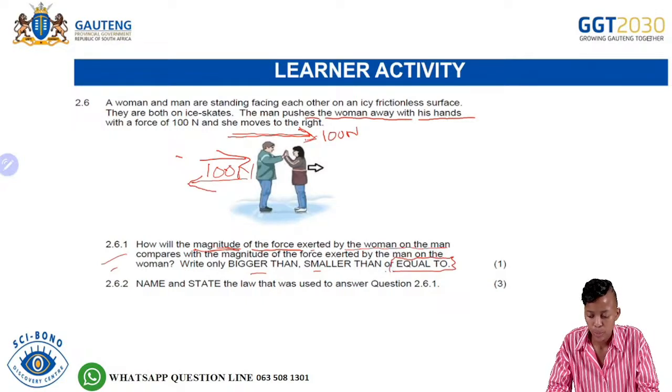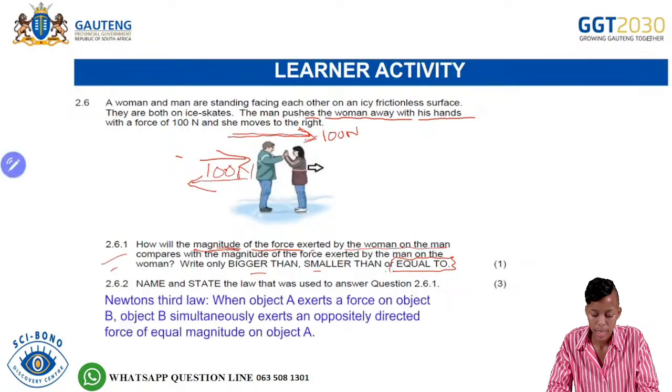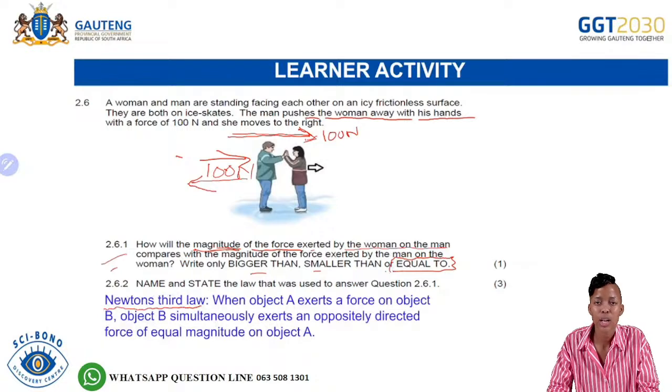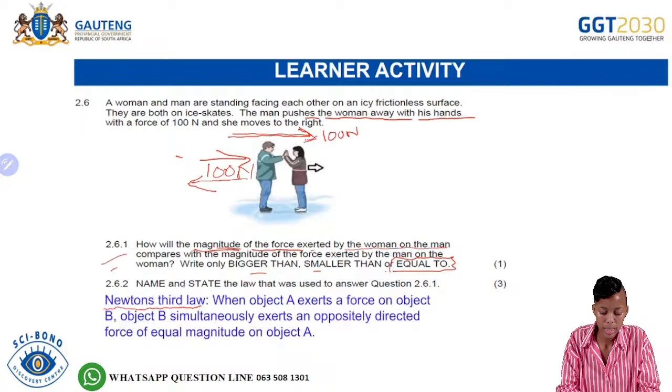Then 2.6.2 says you must name and state the law that was used in question 2.6.1. So the law is Newton's third law, and you are going to refer to your examination guideline to write your definition. What's important here is that we need to read and emphasize. It says we must name, so we are going to get 1 mark for the naming.